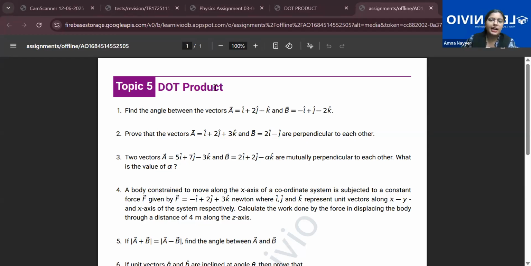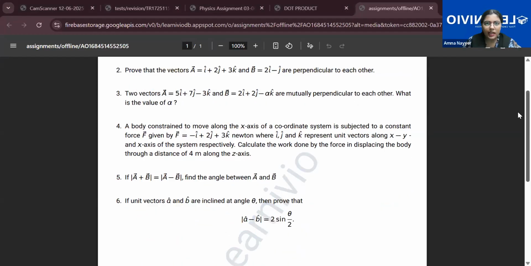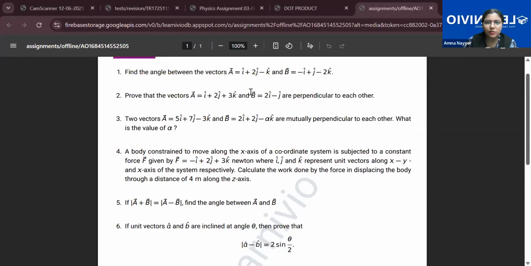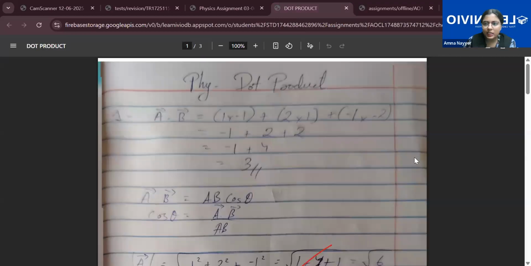So the last assignment was dot product. Resolution of vectors you both were able to attempt quite easily. In the dot product, I think a little trouble was there in the last part. So I have your assignments with me. This was Neha's assignment.